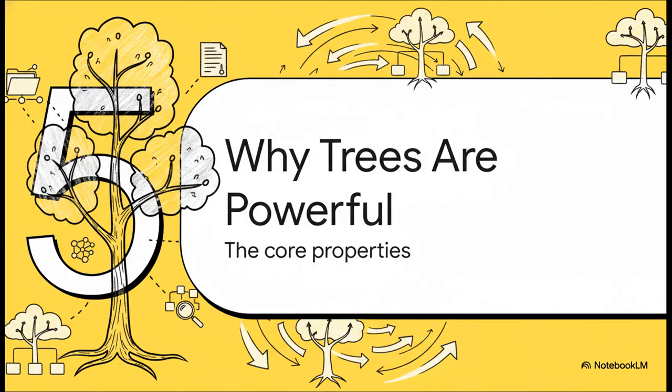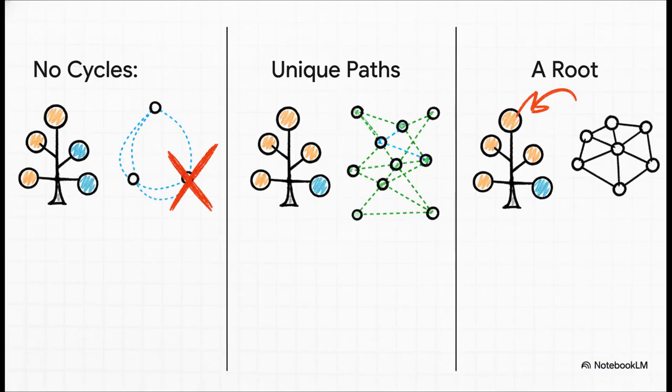So we've seen 2 totally different uses for trees. What is it about this structure that makes it so flexible and so powerful? Well, it really comes down to a few basic rules. First, and this is the big one, trees have no cycles. You can't start at a folder, click through a bunch of subfolders, and somehow end up back where you started. That guarantees there's always one and only one path from the root to any other spot. And unlike more complicated networks, a tree always has that one clear starting point, the root.